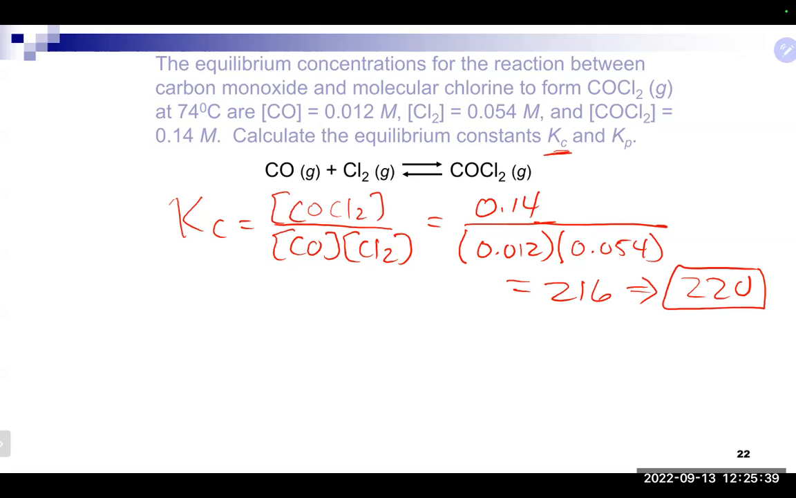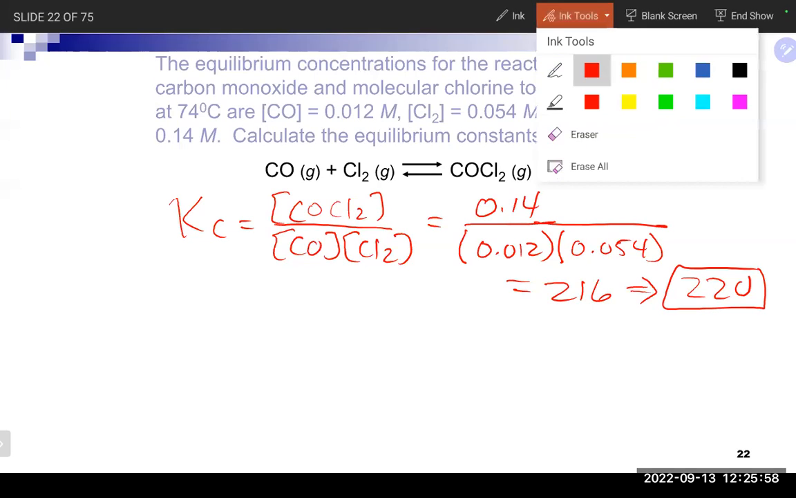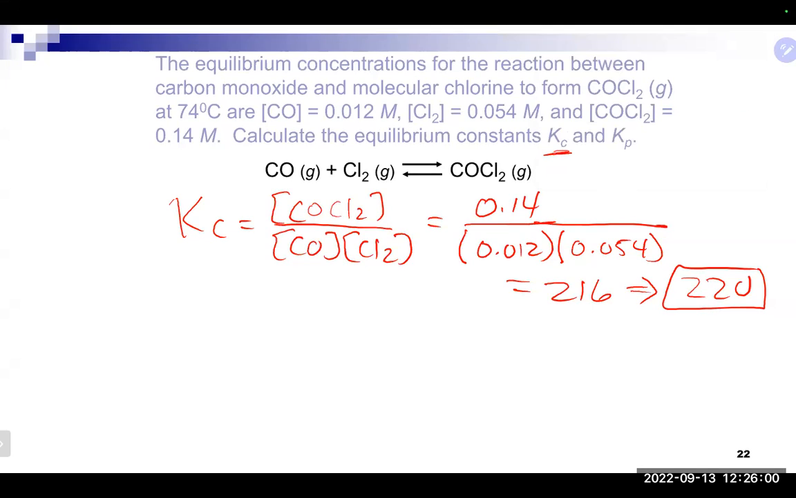Obviously they all have 2 sig figs, so we could go with 220. 216 obviously is what you get on the calculator there. That is our Kc value. We then could use our Kc value to calculate the Kp value using that formula that basically relates the two. And that formula again is that the Kp is equal to the Kc (RT)^Δn in this case.